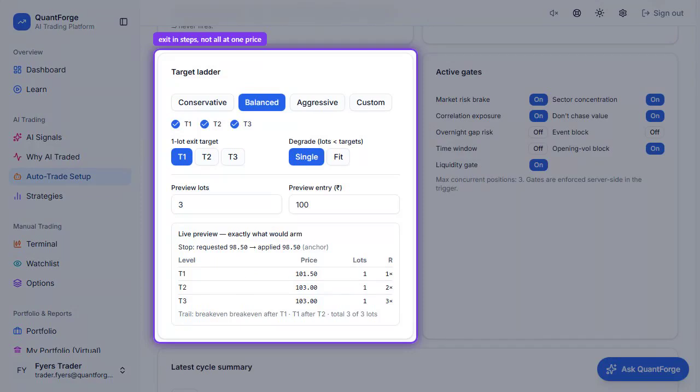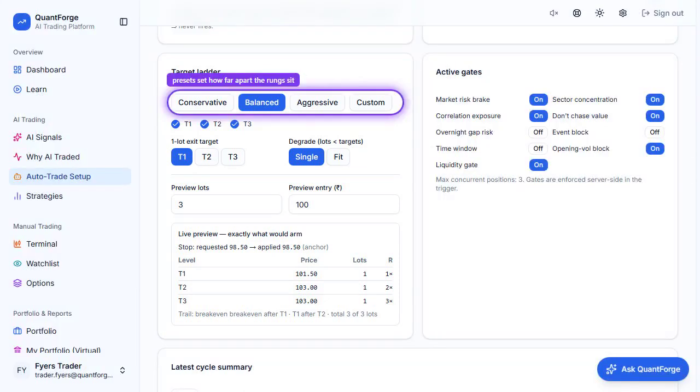Now a whole card called target ladder, with conservative, balanced, aggressive. Instead of one single target, the platform can exit in steps, a ladder. Rather than sell everything at one price, it books part of the position at a first target, part at a second, part at a third. These presets just set how far apart those rungs sit.